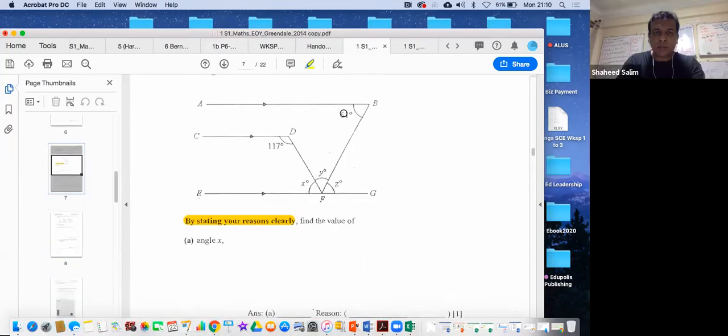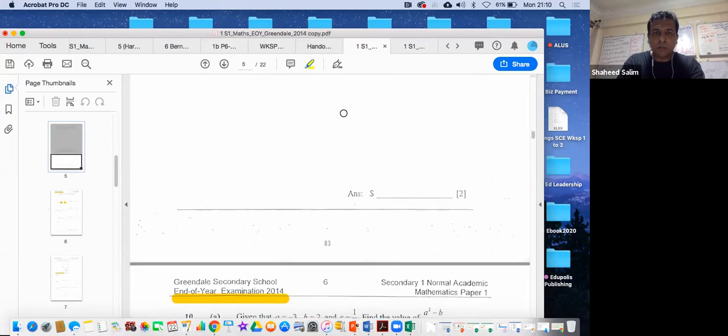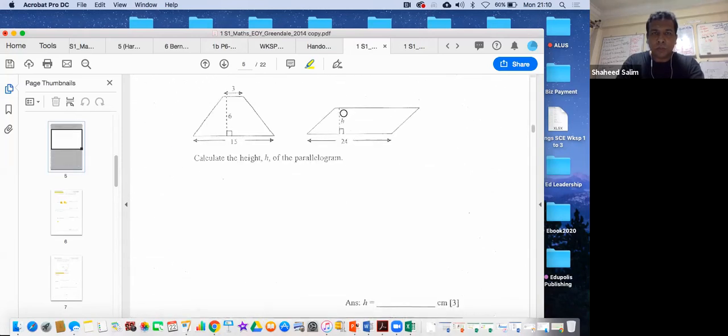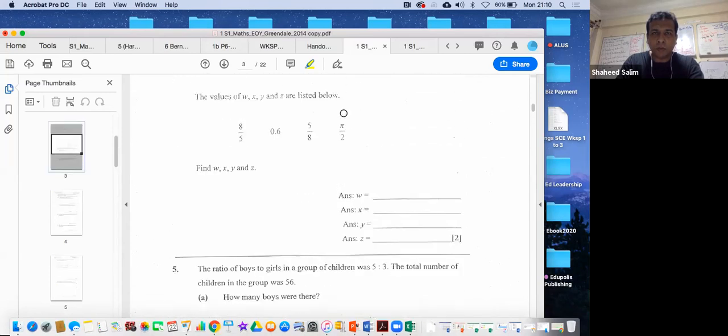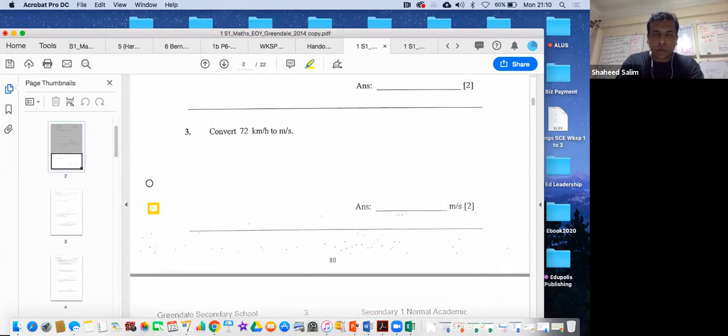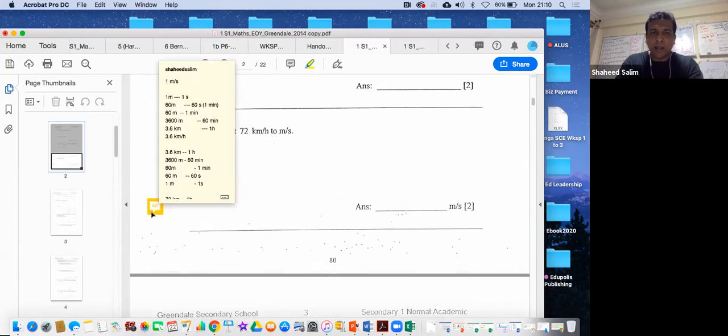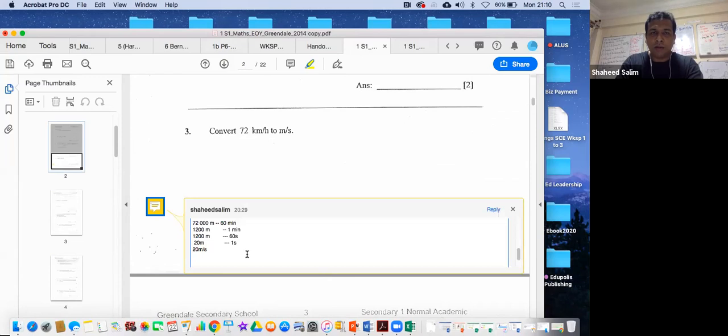Which one is it? Which question is it? The one with the speed, because we have our working there. Okay, I need you to use your calculator. Can you see? Convert km per hour into meters per second. Actually, you could have done it straight, right?